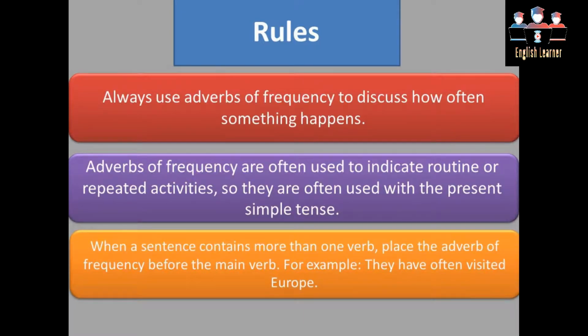Next rule is when a sentence contains more than one verb, place the adverb of frequency before the main verb. Like how? They have often visited Europe. In this example, often is indicating how frequently the work is done. And this is used just before the main verb in a sentence, and the main verb is visited.